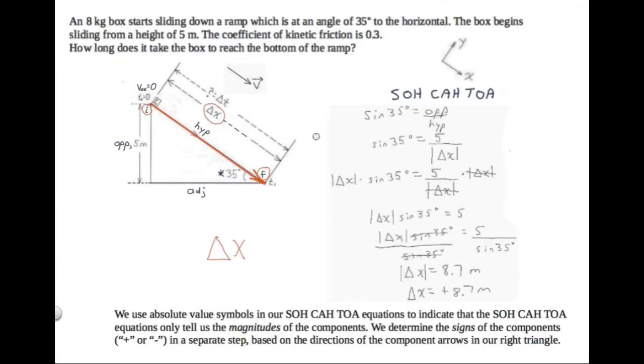Let me ask you a question. Were you able to successfully use SOHCAHTOA to determine the numerical value for delta x on this problem? If you were able to determine delta x, excellent. That shows that you've made good progress at using the SOHCAHTOA process. On the other hand, if you were not able to determine delta x, that indicates that you still need to put in some more practice.